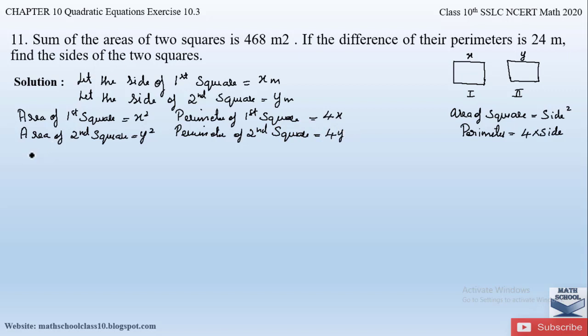Now what is given in the question? Let us write down according to the question. The sum of areas of two squares is 468 meter square. So the sum of the areas: the area of the first square is x square plus the area of the second square, y square, that is given as 468 meter square. And also they are saying the difference of the perimeters is 24. So the perimeter of the first square, that is 4x, minus the perimeter of the second square, that is 4y, is equal to 24.